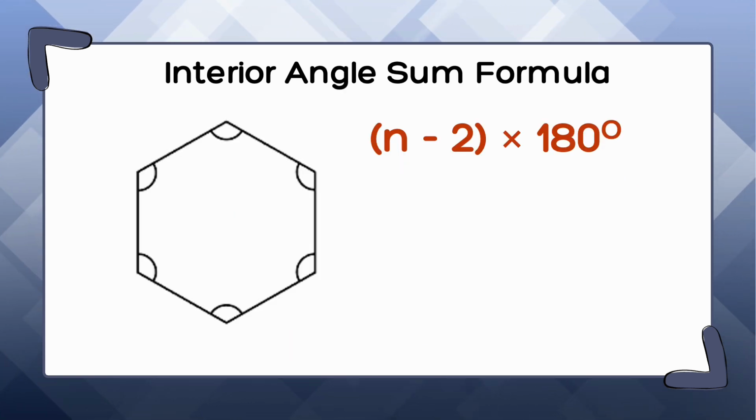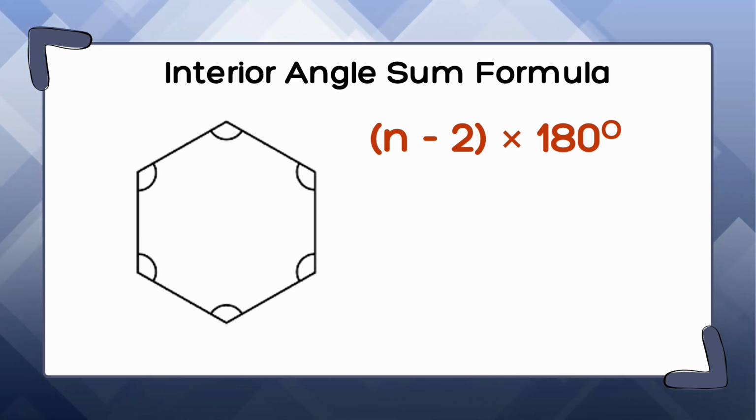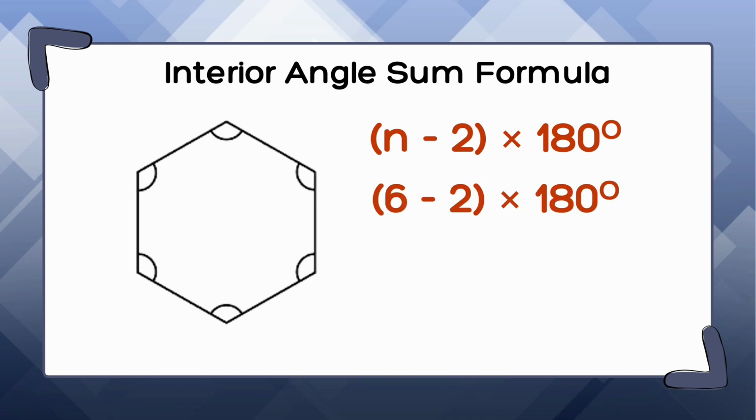We will use this hexagon which has 6 sides as example. So we have n equals 6. Applying the formula n minus 2 times 180 degrees, we get 6 minus 2 times 180 degrees, which is equal to 4 times 180 degrees, and this gives us a product of 720 degrees. So the sum of the measures of the interior angles of a hexagon is 720 degrees.